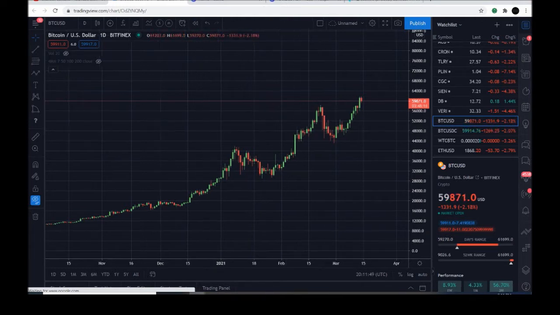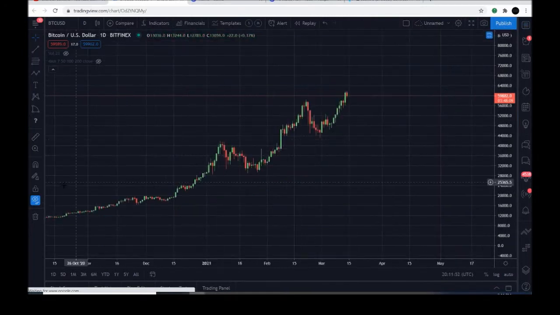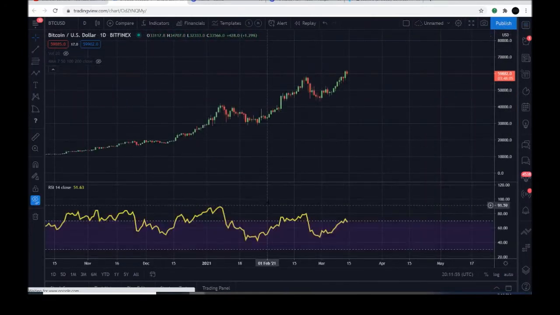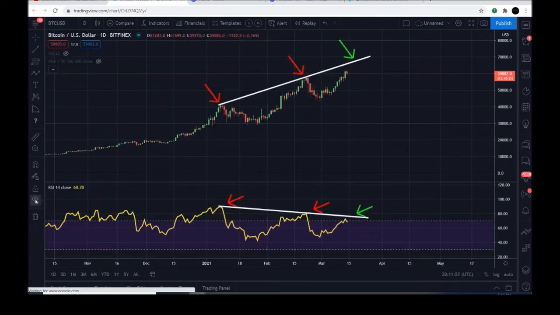All right, ladies and gentlemen, welcome back. Let's see what we have here on the charts. This is what I've been following here. So I'll pull up the RSI. There it is.